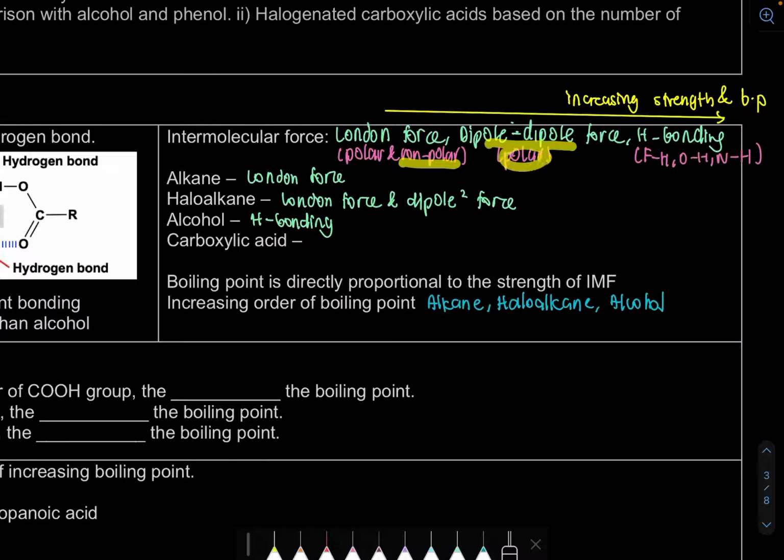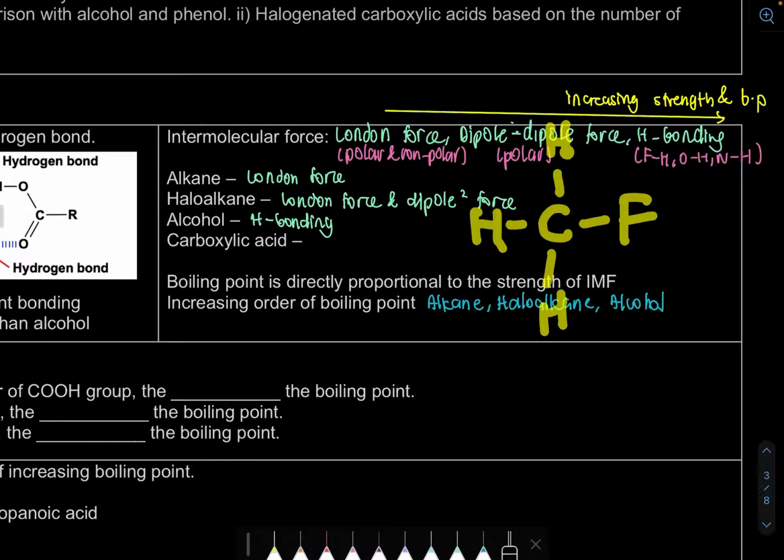Dipole is only for polar, and hydrogen bonding must be fluorine, oxygen or nitrogen bonded to hydrogen. So alkane has only London force. Haloalkane has London force as well as dipole force. Why is haloalkane not hydrogen bonding? Because, for example, fluorine is not attached to hydrogen; it is actually bonded to carbon. Besides, for halogens we usually learn bromine and chlorine. Fluorine we rarely see. Okay, so alcohol has hydrogen bonding.